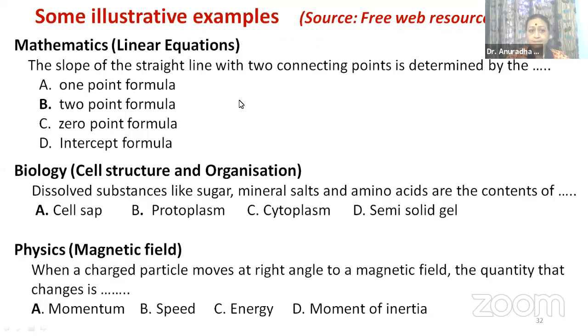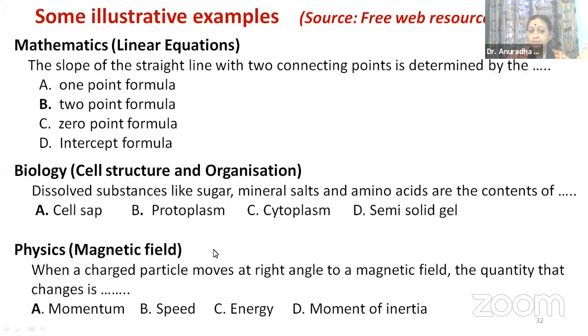Now look at some examples. Mathematics, for example: the slope of the straight line with two connecting points determined by the 1-point formula, 2-point. These are freely available web resources, not taken from question papers. But yes, these are examples of how different disciplines can also be tested through the multiple choice format. Here's an example in biology. Dissolved substances like sugar, mineral salts, and amino acids are the contents of. You can make these more difficult.